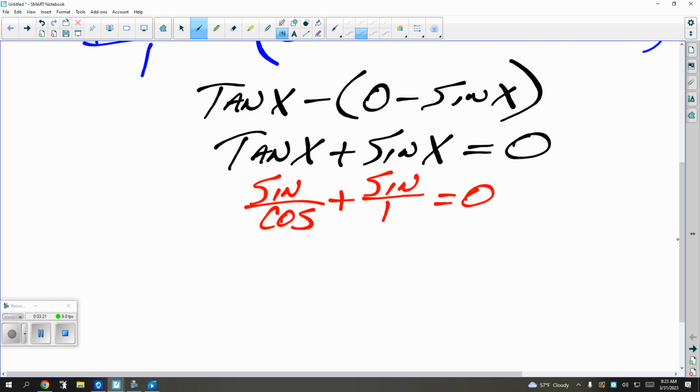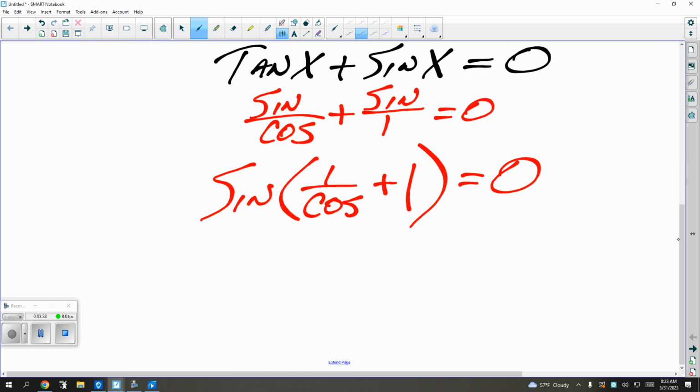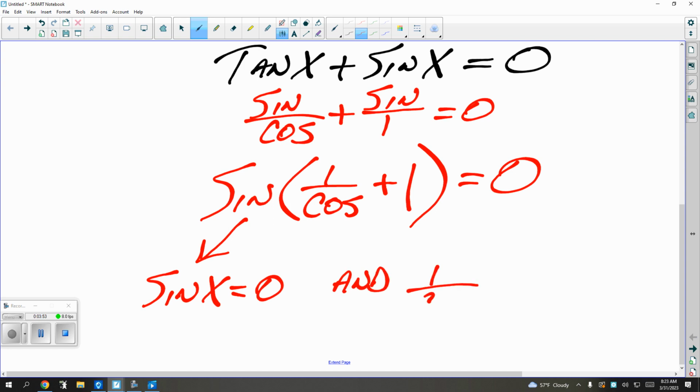So I was cool with that. And then I thought about getting a common denominator, but then I thought again, no, I'm just going to factor out a sine. So it'd be sine x times 1 over cosine plus 1 equals 0. Now I can split this up. Sine x equals 0, and 1 over cosine x equals negative 1. I went ahead and moved the negative over. You get that?